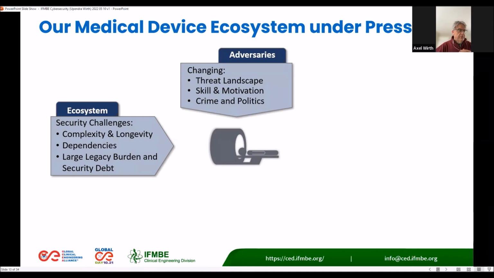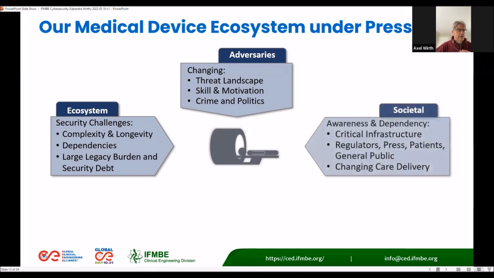The adversaries are changing, right? Sophisticated threats, increased skill and motivation, and we now see criminals and also political motivation as part of the attack. Societal awareness and also societal dependency is higher. Critical infrastructure, we depend on our healthcare system to function. We depend on our electrical grid to function. Regulators are looking at cybersecurity, but also so is the press, so are patients, so is the general public. And we are looking at a changing care delivery model where we move care into patients' homes, and that needs to be aware and conscious of cybersecurity as well.